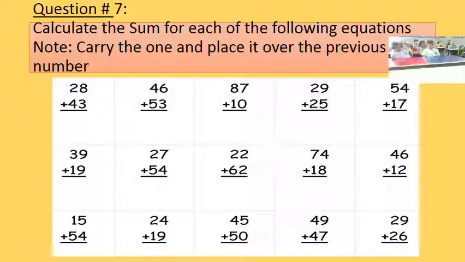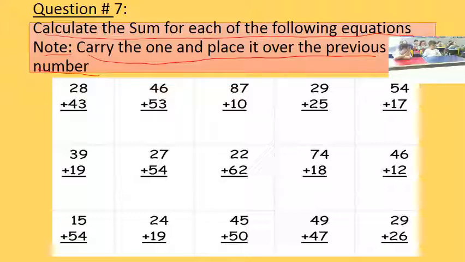Question 7. Calculate the sum for each of the following equations. Note, what do? We carry the 1 and we place it over the previous number. For example, 8 plus 3, 8 in your head. 1 here, we carry the other one and we put it over the 2. 1 plus 2, 3 plus 4, 4 in your head. 4, 5, 6, 7. Okay, now the other one.